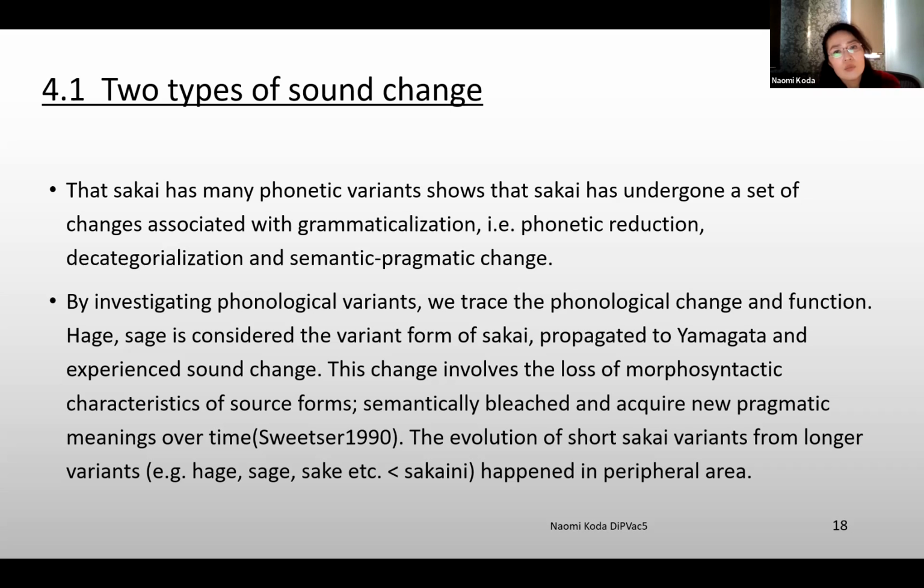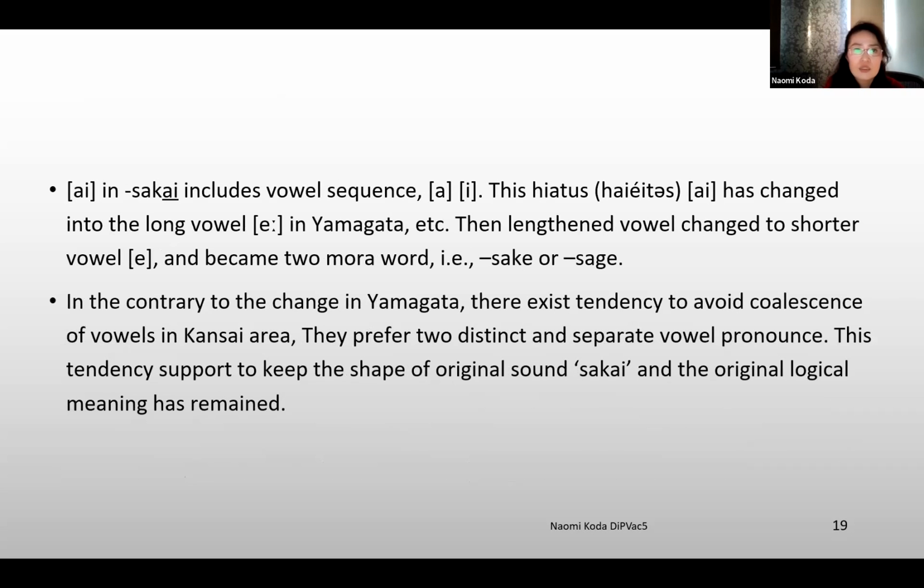These are considered the variant forms of Sakai, propagated to Yamagata and experienced sound change. This change involves the loss of morphosyntactic characteristics of source forms, which are semantically bleached and acquire new pragmatic meanings over time. The evolution of short Sakai variants from longer variants: Hage, Sage, Sake, these are short variants from Sakai. These happened in peripheral areas like Yamagata.